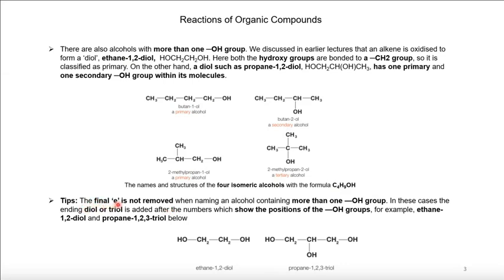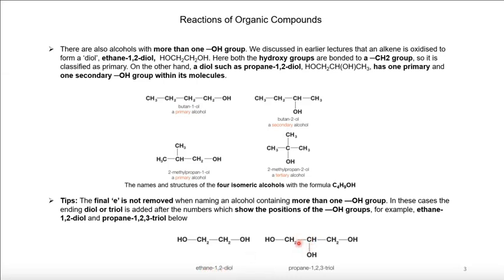The final E in ethane is not removed when naming an alcohol having more than one OH group. In this case, we have an example here: ethane, with a CH2 group and an OH group there, and in the other CH2 group an OH group is there. So we call it ethane-1,2-diol.